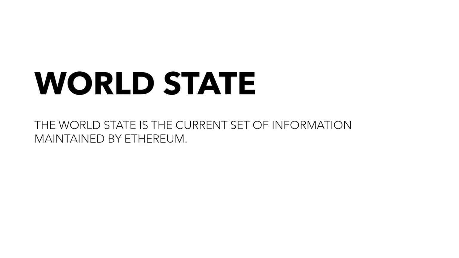The world state is the current set of information held by Ethereum. I need to explain this concept better so as not to cause confusion. First, the state is not the ledger. The ledger records transactions, the purpose of which is to change the world state. Let's see a simplified example.